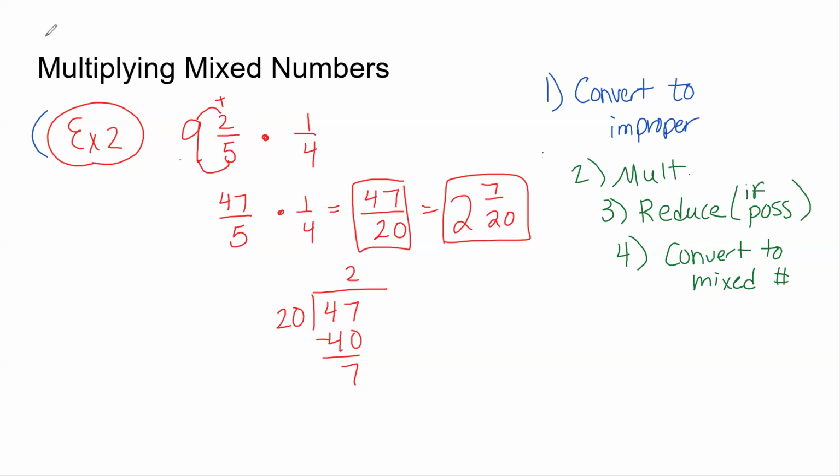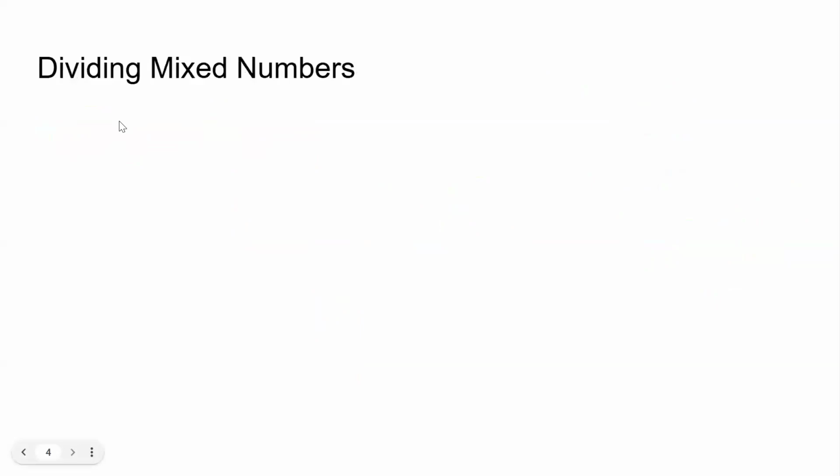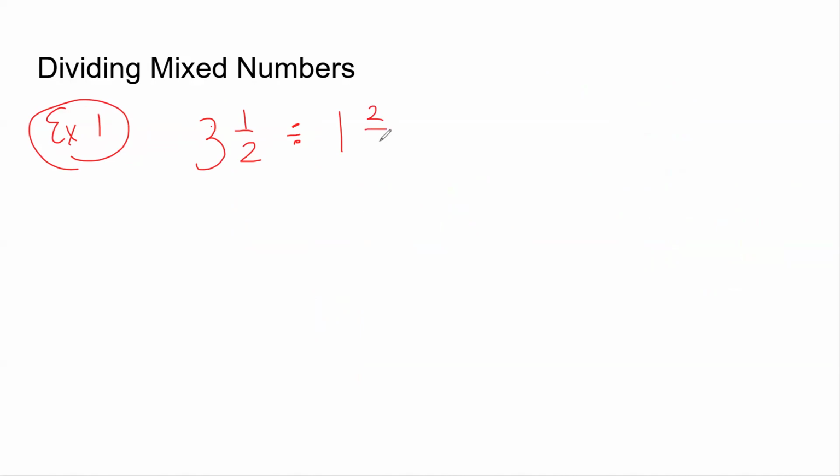Let's go to dividing mixed numbers. All right, example 1. Let's do 3 1/2 divided by 1 2/9. Step 1 is going to be the same as before. When we were multiplying mixed numbers, we are still going to want to convert everything to improper.